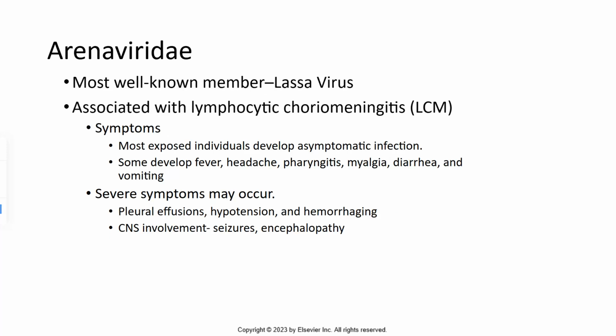The most well-known member is the Lassa virus, associated with lymphocytic choriomeningitis. Symptoms: most exposed individuals develop asymptomatic infection. Some develop fever, headache, pharyngitis, myalgia, diarrhea, and vomiting. Severe symptoms may occur: pleural effusions, hypotension, hemorrhaging, CNS involvement, and seizures. Encephalopathy.